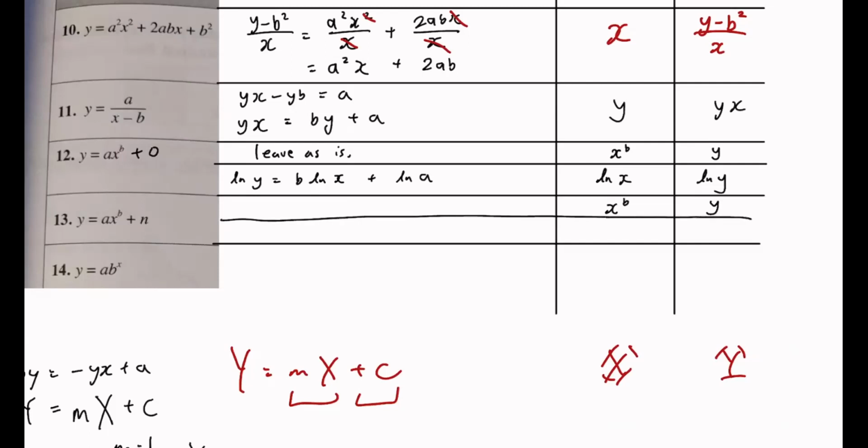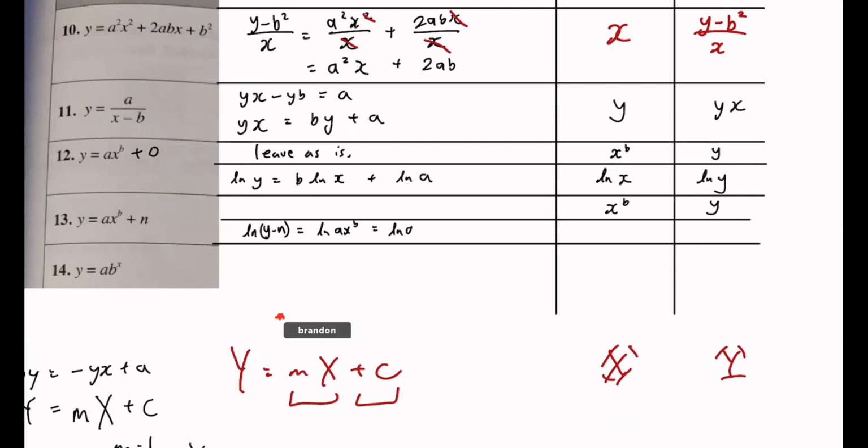An alternative would be to take the logarithm. You bring the n over, so y minus n, then you take the ln of y minus n, which is ln of ax to the power b, which becomes ln of a plus ln of x to the power b. Bring down the power, b times ln x. So x in this case will be ln x, then y in this case will be ln of y minus n. Right? Y equals mx plus c.